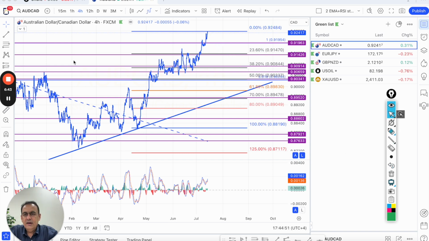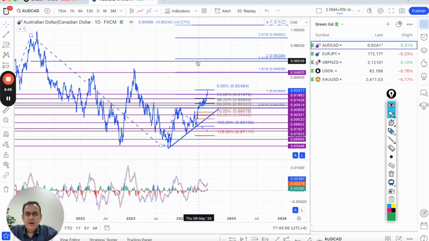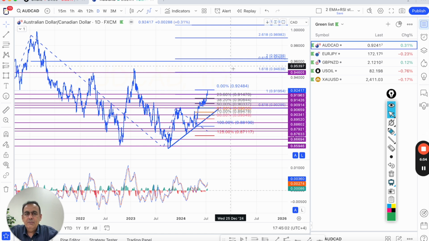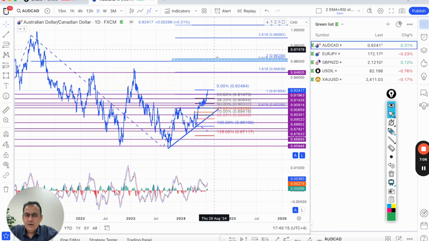Now based on higher time frame, I'm going to daily chart. Now based on higher time frame, I can see the duplication zone, the magnet zone, on the basis of multiple Fib extension levels is in between 0.9599 to 0.9630. So this is the ultimate target. We also have 0.9463.